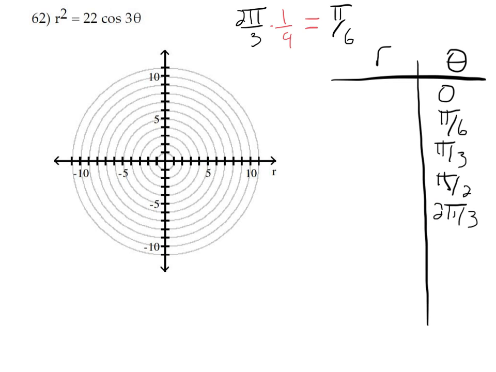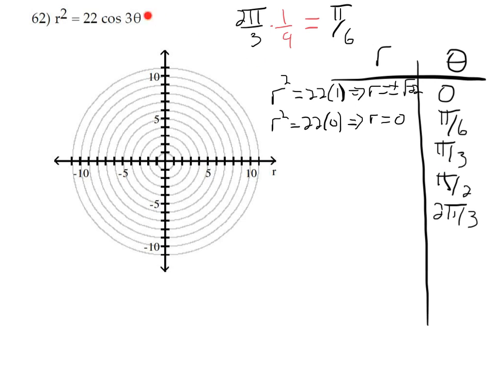Alright, and now we plug this in. 0, we plug it in for cosine. Cosine at 0 is 1. So we have r squared equals 22 times 1. So that's r equals plus or minus square root 22. Well, that's two answers. That's fine. Let's continue on. Pi sixths times 3 is pi halves. Cosine of pi halves is 0. So we have r squared equals 22 times 0, which is r equals 0. Plus or minus 0, there's still just 0.